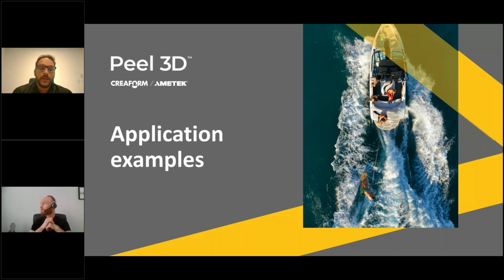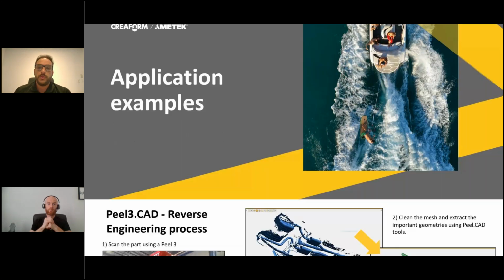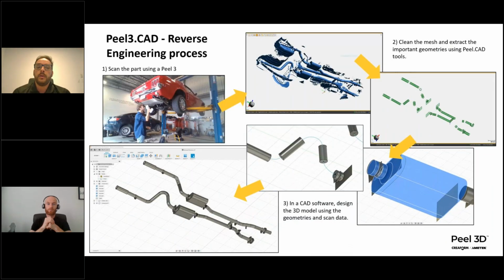Thank you, Joe. So right now I will show you guys some typical examples of usage of the scanner. The first one is a typical workflow where we're going to use the scanner and then do the scan and reverse engineering process. At the beginning, we're going to start by scanning the physical part, which is the first picture where the guy is holding the scanner. The device captures the precise geometry of the object and then creates a detailed 3D digital representation.